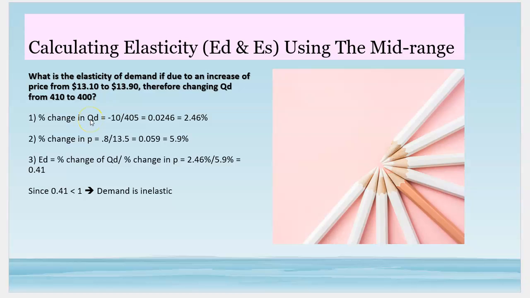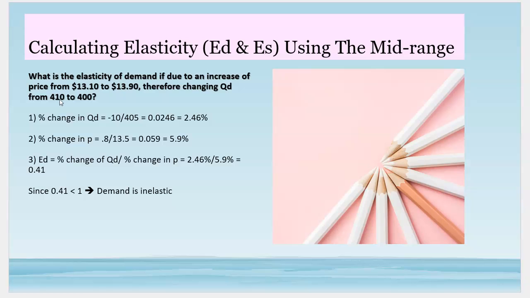Percentage change in quantity demanded is 10 units divided by 405. Why is it 405? Because what's the halfway point between 410 and 400? If you add up 400 plus 410, you get 810, and you divide that by 2, you end up with 405. So if you're not sure how to do this, just remember you add up these 2 points, where the value was to begin with and where it ended up, and you divide by 2.